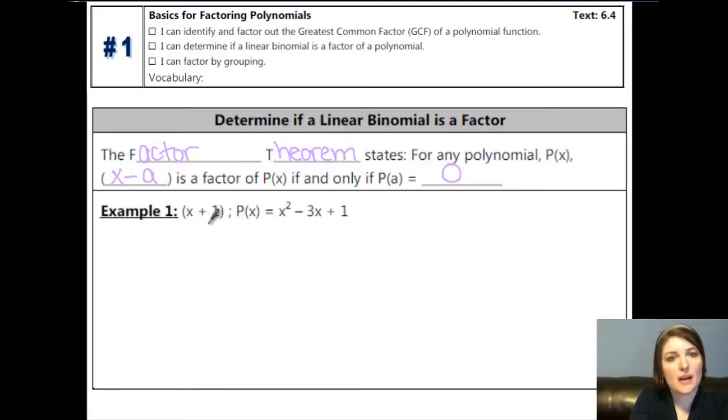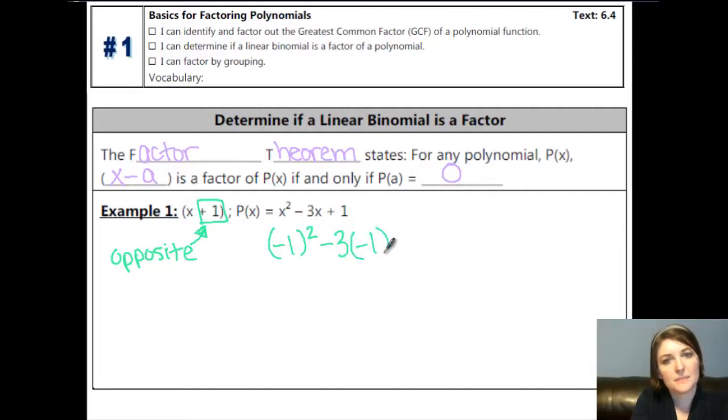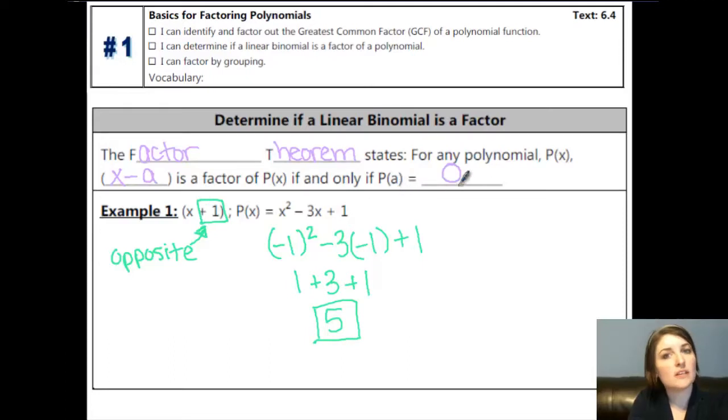So long story short about that, what you're doing is you're taking whatever this number is, taking the opposite of that, and plugging it in every time you see the variable. So for this particular one, the opposite is -1, so I plug in a -1 every time I see x. When I do this, I get 1 plus 3 plus 1. 1 plus 3 is 4, plus 1 is 5. Now it's a factor if and only if that equals 0. So if this is not 0, then this is not a factor.